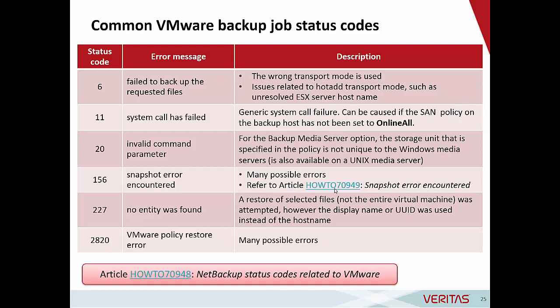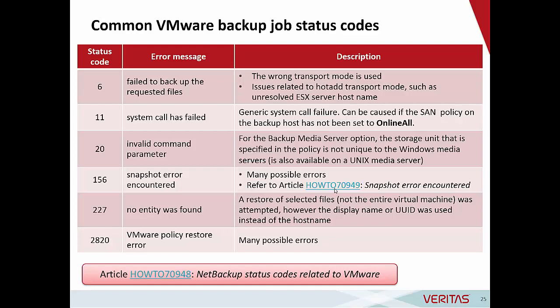The status code 227, no entity was found. This is really on the restore side, more than on the backup side. I'm in the BAR console and I'm trying to find files that I want to restore, but I'm getting this nothing is found, 227 error. It usually means I'm using the wrong identifier to search for the data.